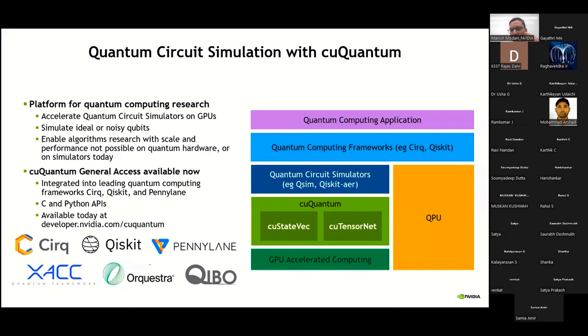So that is where we have these two kinds of versions: one is state vector and the other is tensor network. And therefore, we are able to go up to even thousands of qubits, which is just not possible without the GPU way of doing it.